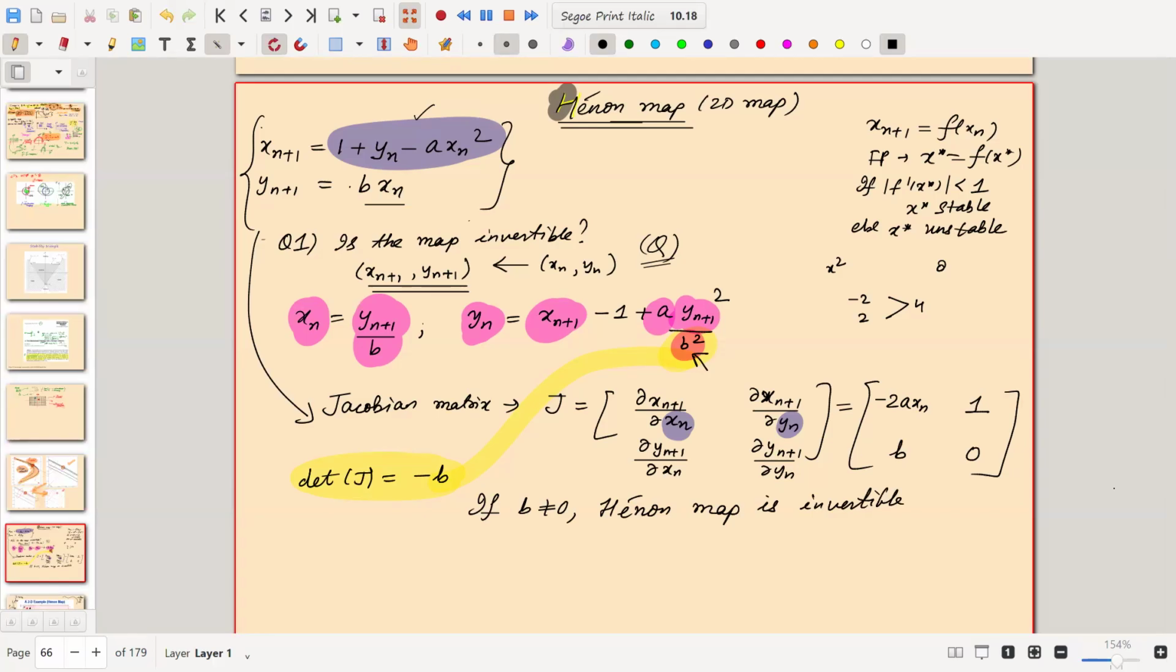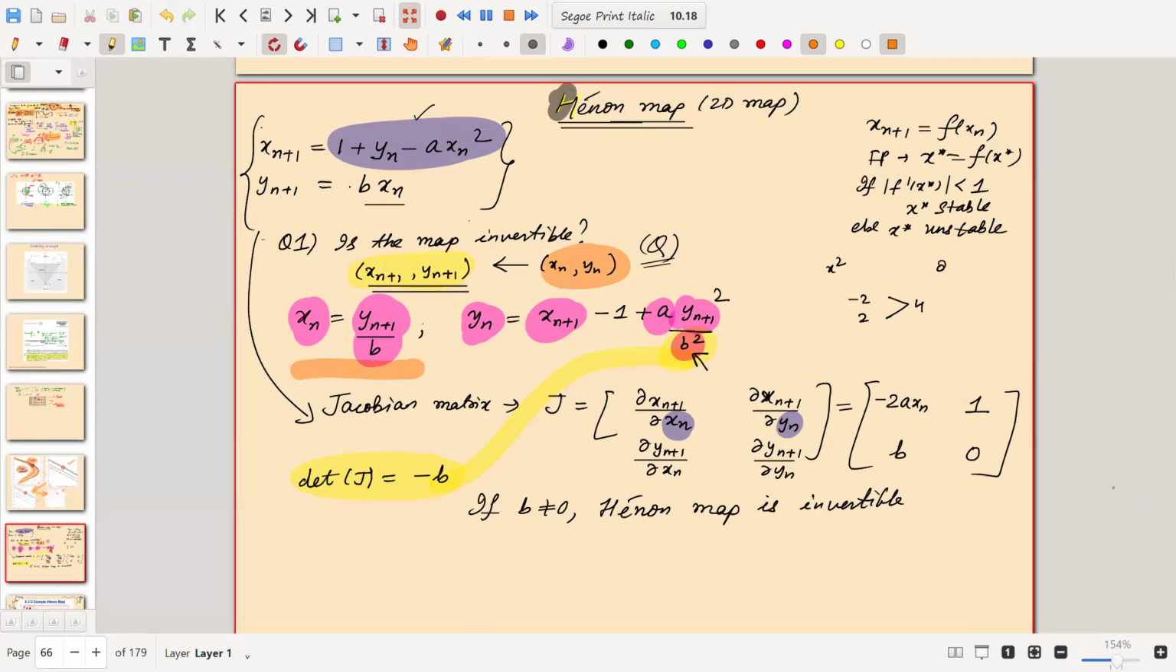Any doubts with this? So you understood why we are calculating the determinant. First of all, is the map invertible? Keep xn plus 1 and yn plus 1 as fixed, then check whether you are getting unique values of xn and yn. Are we getting? Yes. How? You just have to write xn and yn in terms of xn plus 1 and yn plus 1. So xn is equal to yn plus 1 by b. This you got, right?